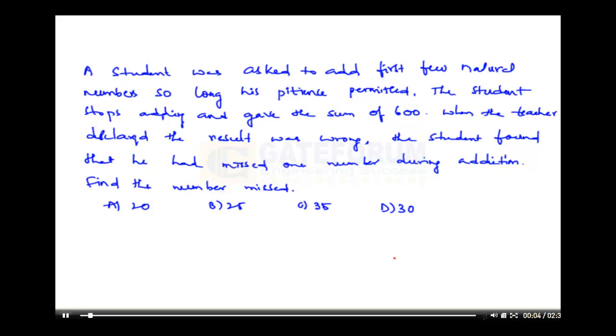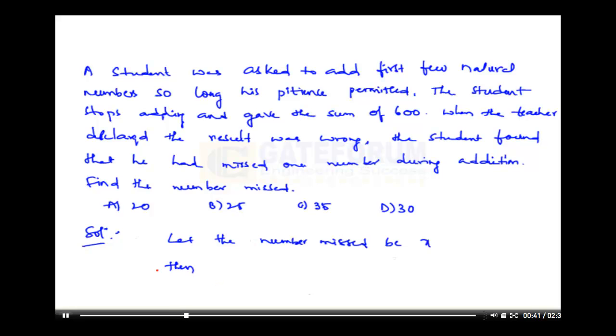A student was asked to add the first few natural numbers. So long as his patience permitted, the student stops adding and gives the sum of 600. When the teacher declared the result, it was wrong. The student found that he had missed a number during the addition. Now we have to find the number missed here. So let us assume the number missed here be some x.